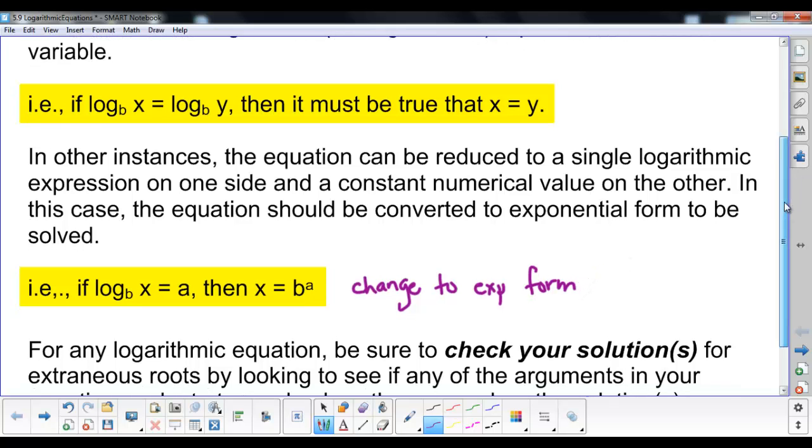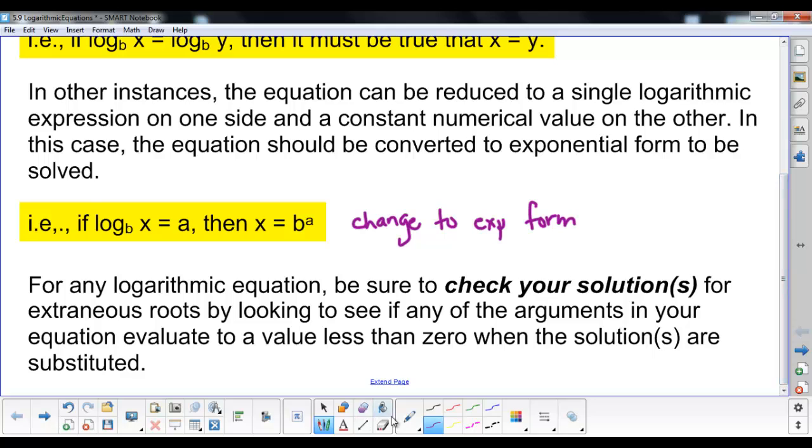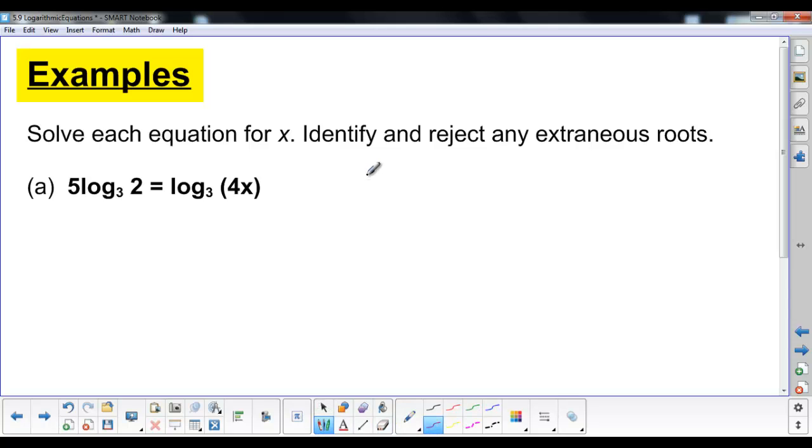We will go through that, but one thing I do want to point out is that we do have to check our solutions. You have to make sure that your argument is greater than 0, your base is greater than 0, but not equal to 1. Okay, so let's move on, and we'll start with example 1. It says identify and reject any extraneous roots. So again, we're going to double check our final answer and then make sure that they are acceptable answers.